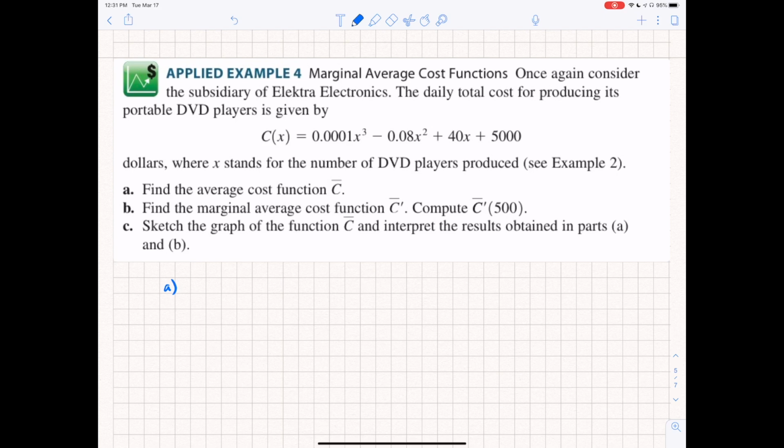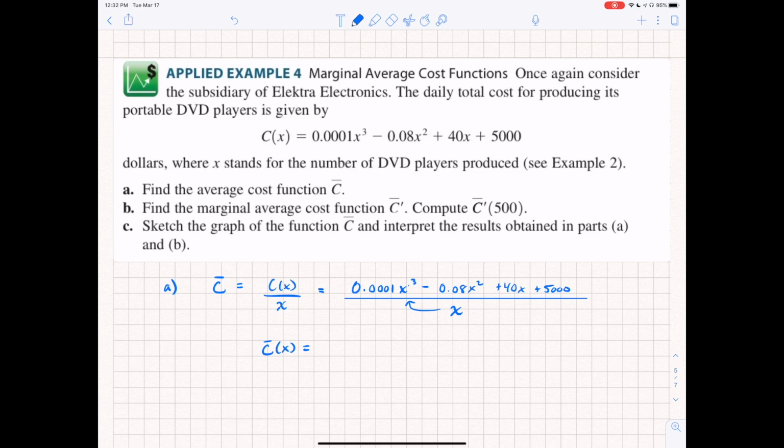Okay, for A, find the average cost function, C bar. Again, C bar, that average cost, is my cost function divided by x, how much I'm producing. So in this example, C bar will be 0.0001x^3 minus 0.08x^2 plus 40x plus 5,000, divided by x. Like in the last example, for my average cost function, C bar, I'm going to divide x into every single thing.